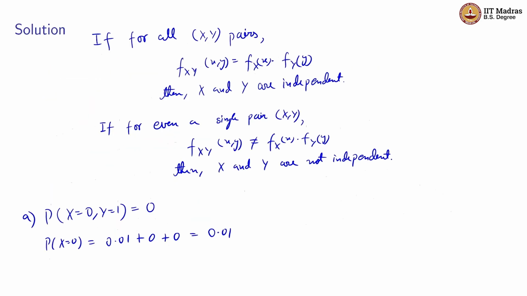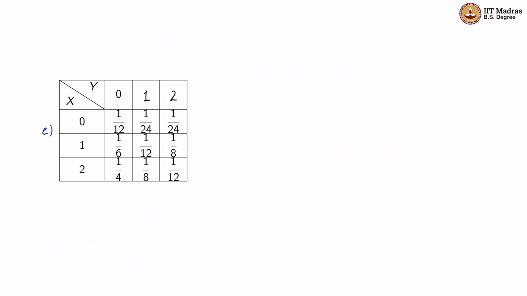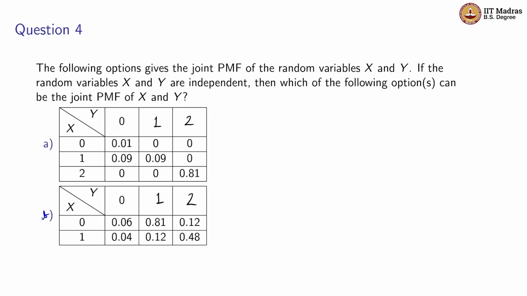Similarly, we can find the marginal y is equal to 1, so that will be equal to 0 plus 0.09 plus 0, so this is 0.09. So we did the same thing for finding the marginal y is equal to 1. We added the probabilities of second column, because in the second column we have pairs where y is equal to 1 is fixed and x takes different values.